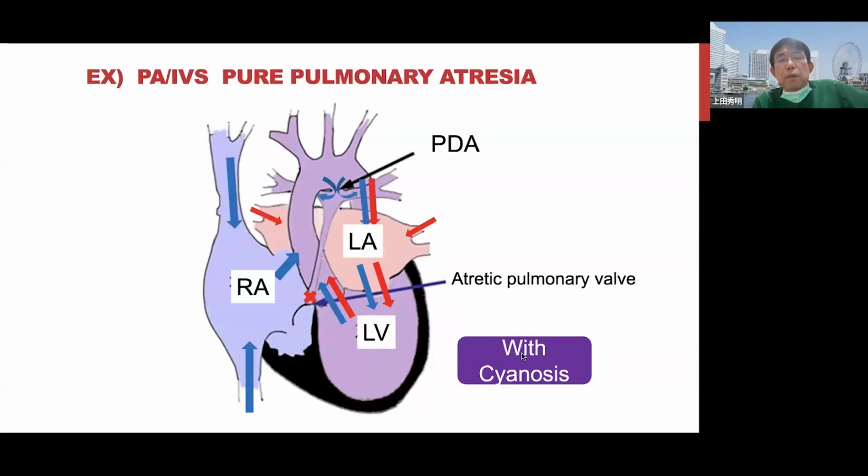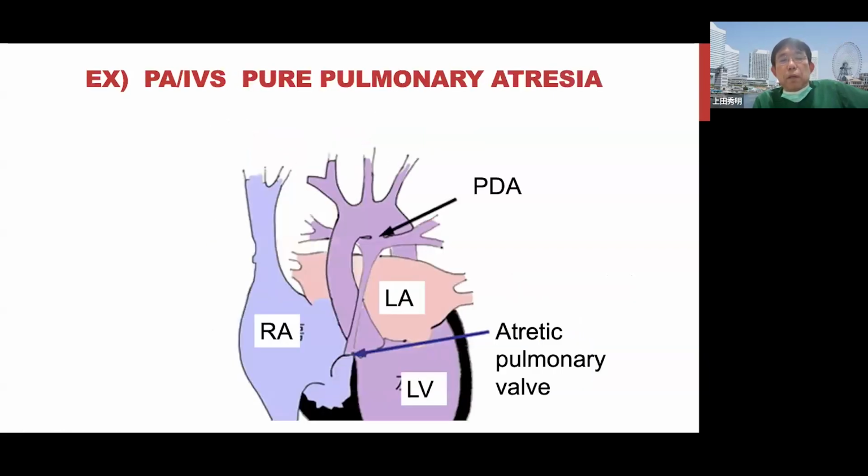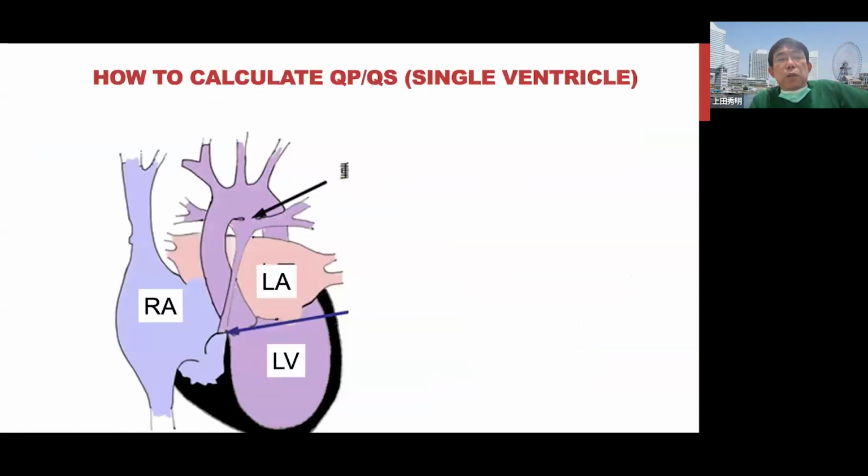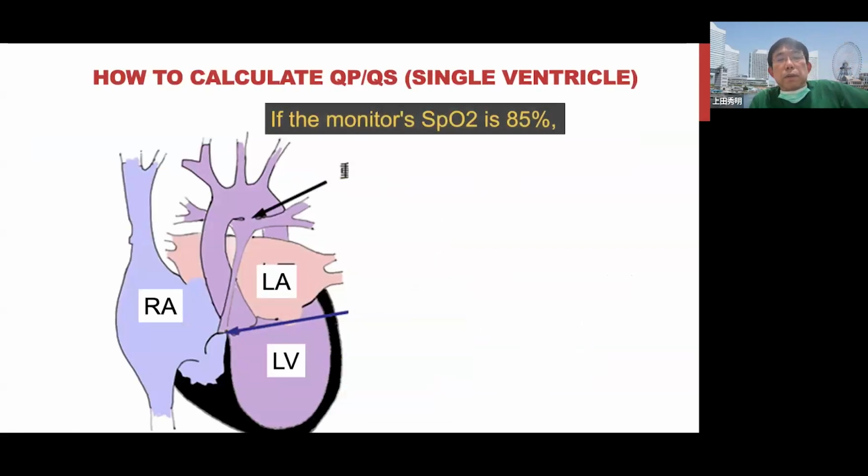Something like this. Okay? But cyanosis will always happen. So the blood going to the aorta and the pulmonary arteries is the same. That's the most important thing. So how could we calculate the Qp/Qs? If the saturation monitor shows 85 percent, the aorta saturation should be 85. Also, the saturation of the pulmonary artery should be 85, because both are the same blood.